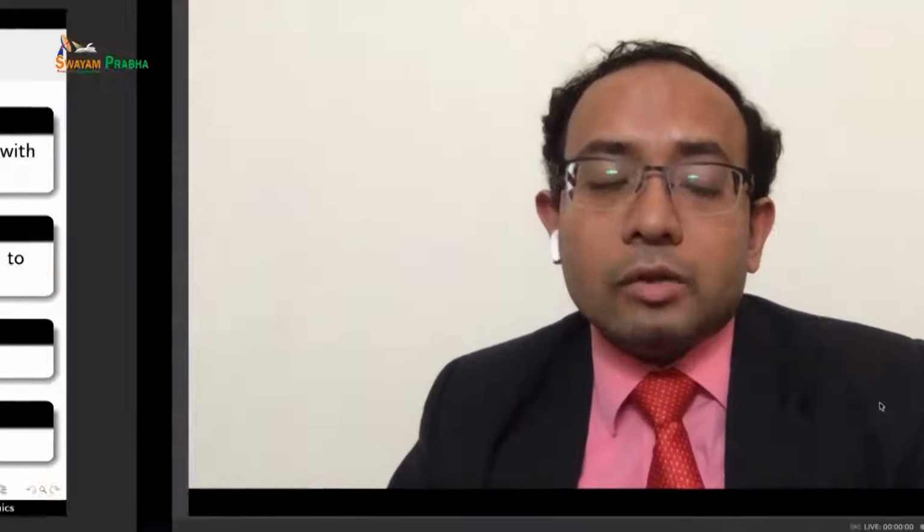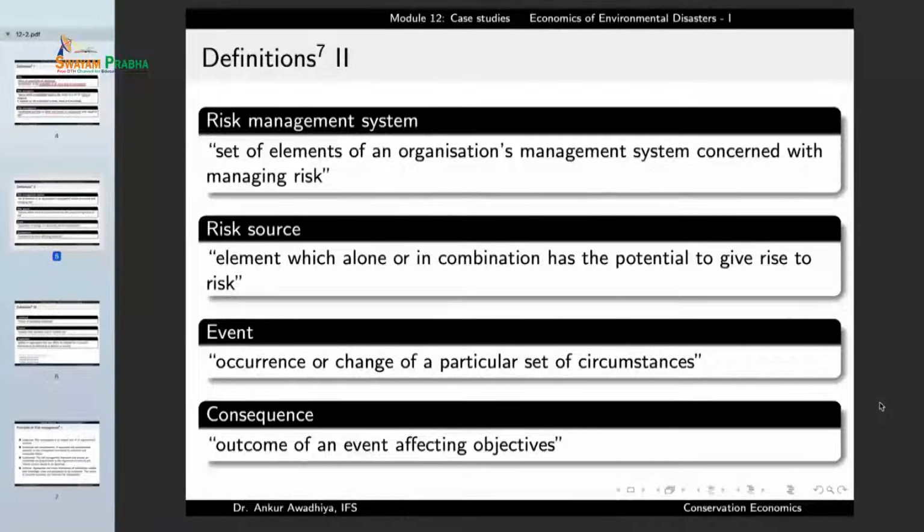Or suppose an earthquake occurs and the dam fails. In that case, a huge area will get inundated. It will be flooded. So this dam is now a source of risk in that area, both because it can increase the occurrence of earthquakes and also because should an earthquake occur, it would lead to very great amounts of damages. So this is a risk source, an element which alone or in combination has the potential to give rise to a risk. An event is defined as the occurrence or change of a particular set of circumstances. Event is the occurrence of a circumstance or changes in a particular set of circumstances.